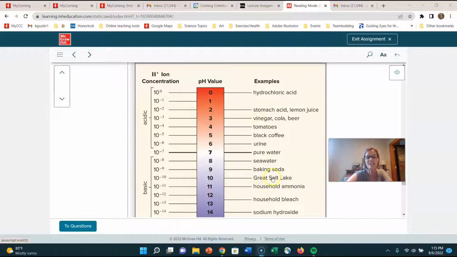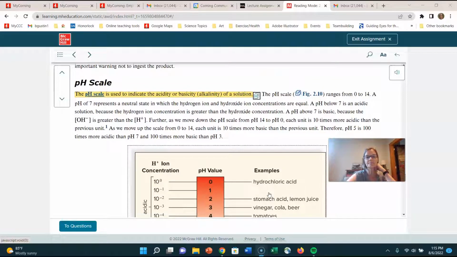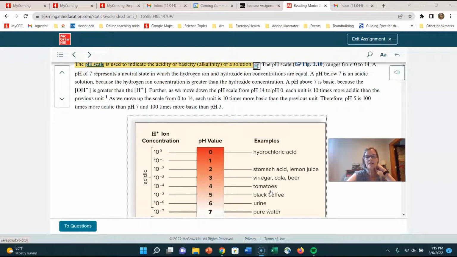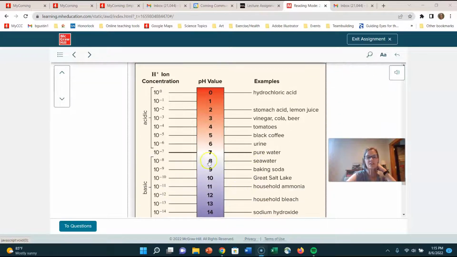The other thing kind of weird about bases is they're slippery. If you ever put ammonia in your hands, or bleach, which is actually basic, you can feel it's really slippery. That's another characteristic of bases. So the bottom line, the pH scale goes from 0 to 14. 7 is neutral, below 7 is acidic, above 7 to 14 is basic.